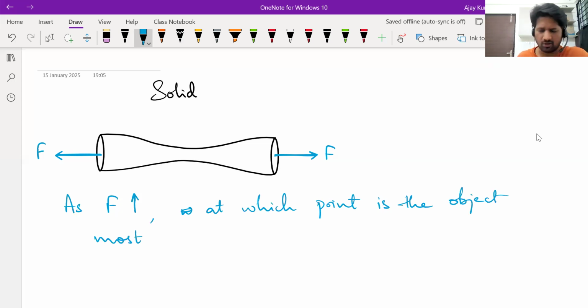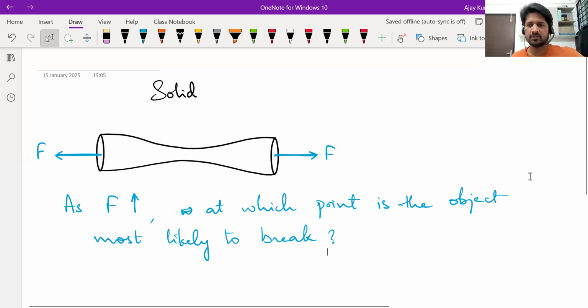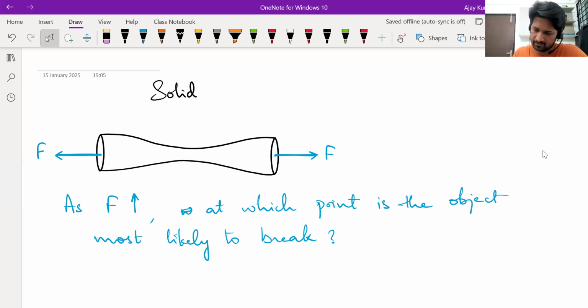Type your answers in chat, or okay, you can unmute and tell. Sir, the midpoint, somewhere near the midpoint. Okay. Others, Yusuf, Aishwarya, what do you think? Where is it likely to break as we go on increasing the force with which we are trying to stretch this object? So at the midpoint. Okay.